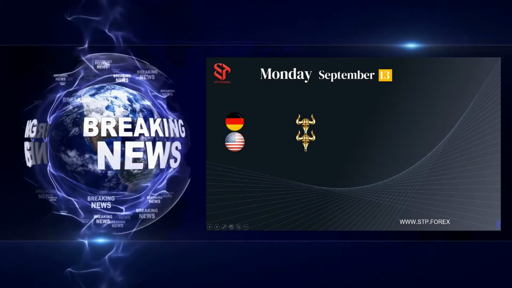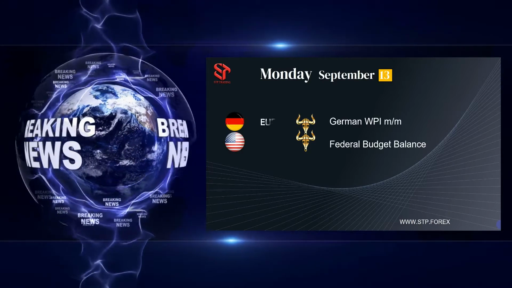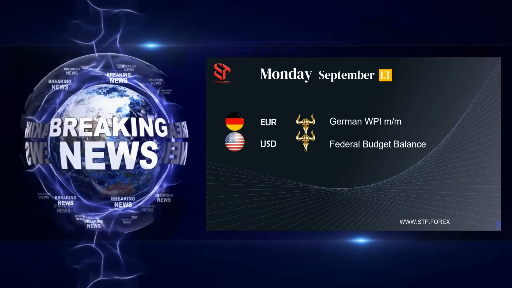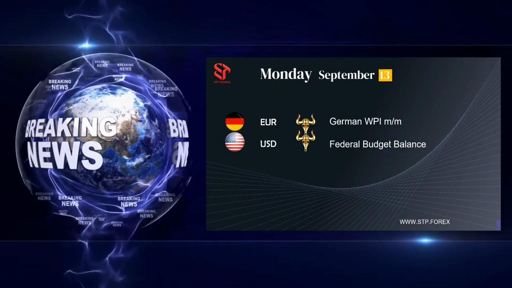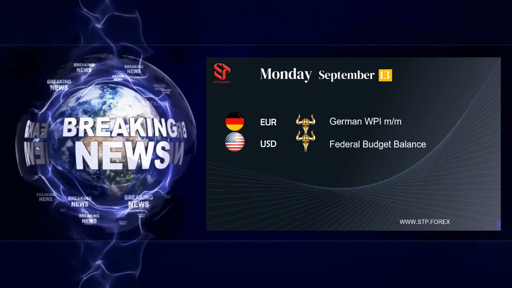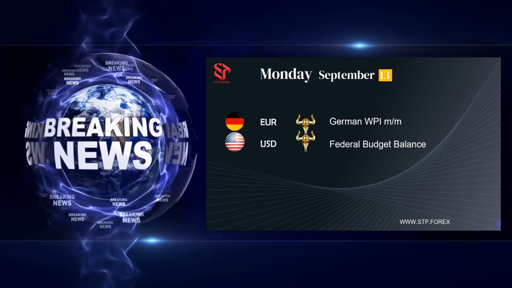Monday, 13th September, German Consumer Price Index. This is the main indicator of consumer inflation when wholesalers charge more for goods and services. More costs are usually passed on to the consumer. U.S. Treasury budget. A positive number indicates a budget surplus and a negative number indicates a deficit.